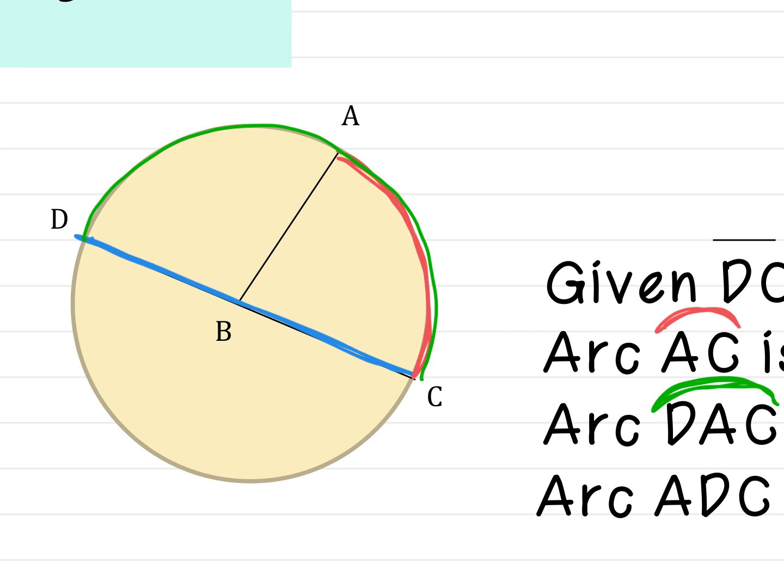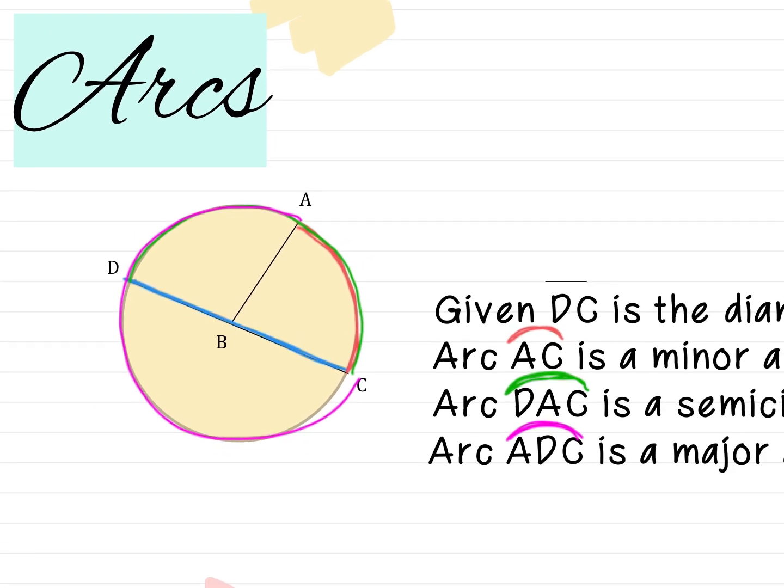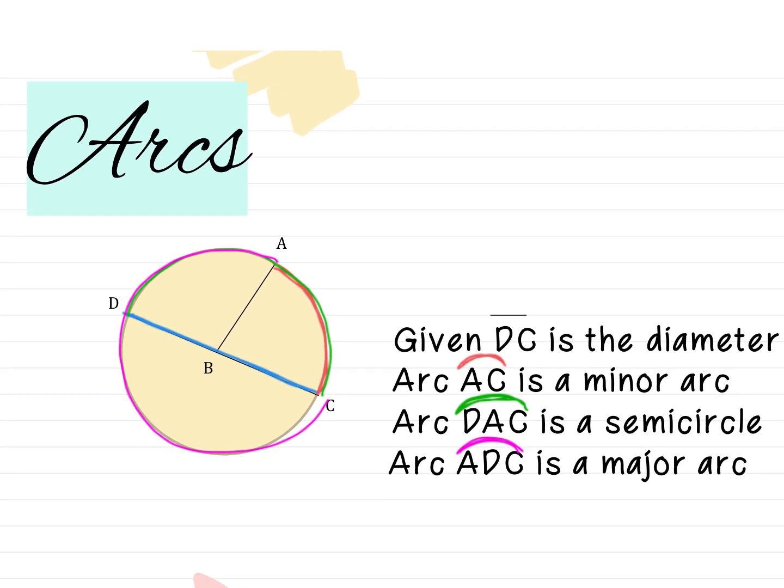And then the last one, arc ADC. So again, following it, A, D, C, what would that be considered? My major arc, it's more than 180. So just making sure we have all those there. I have my minor arc, my semicircle, my major arc. And then they also gave me my diameter.